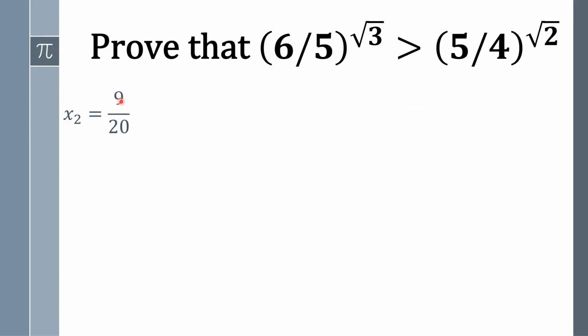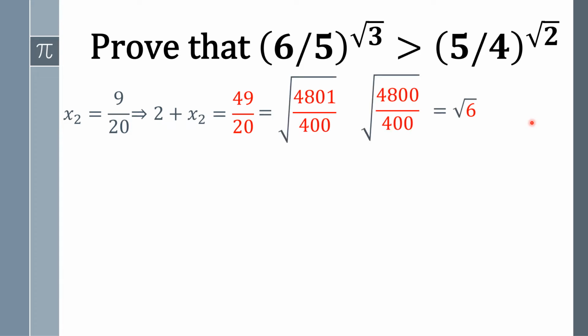x2 is 9/20, and 2 plus x2 is 49/20. And we have to do the same thing, compare this number with √6. And the result is it is just larger than √6. And this is what we want. So, in the next step, we will use 49/20 to replace √6 in the proof.